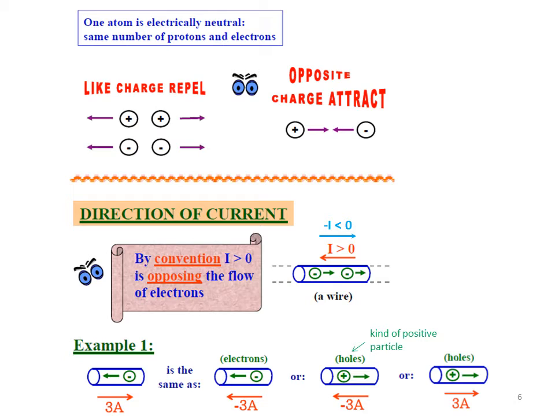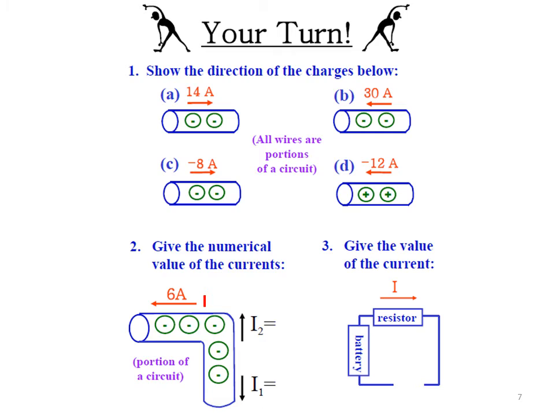Okay, look at example 1, what we have here. You can see that the positive current is opposing the flow of a negative charge, and it has the same direction as the flow of a positive charge. Or we also say that the negative current has the same direction as the flow of a negative charge, and is opposing the flow of a positive charge. Okay.